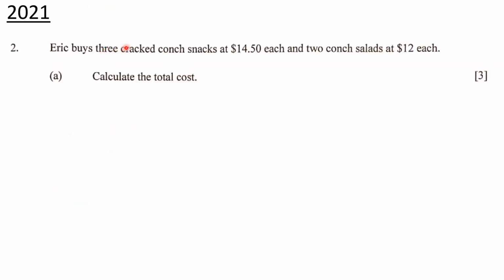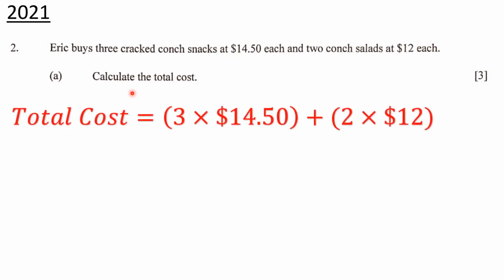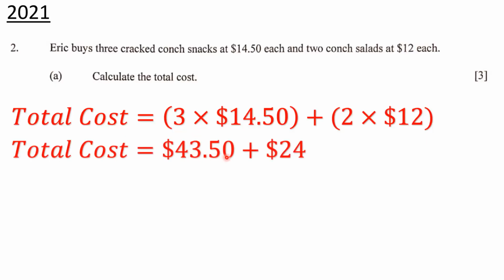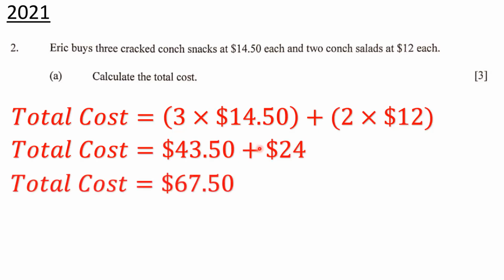It says Eric buys three crack cone snacks at $14.50 each, and 2 cone salads at $12 each. Calculate the total cost. If you want to figure out the total cost, it is going to be 3 times $14.50 plus 2 times $12. What is 3 times $14.50? Well, 3 times $14.50 is $43.50, and 2 times 12 is going to be $24. $43.50 plus $24 is going to be $67.50, and so that means that the total cost for his 3 crack cones and 2 cone salads is going to be $67.50.